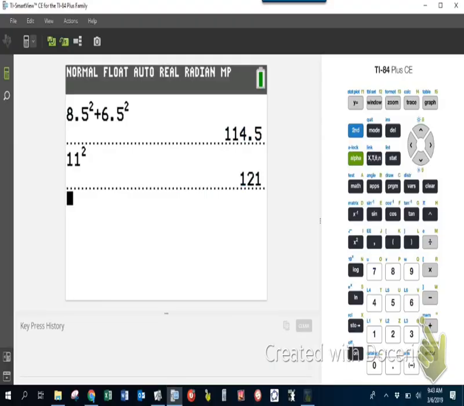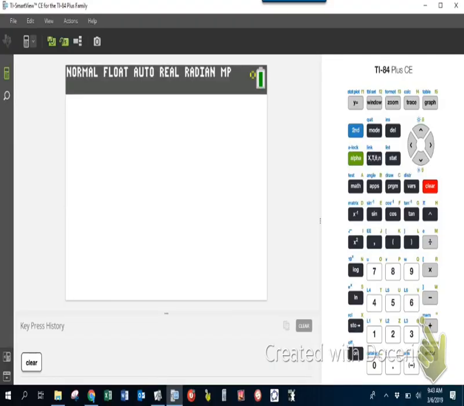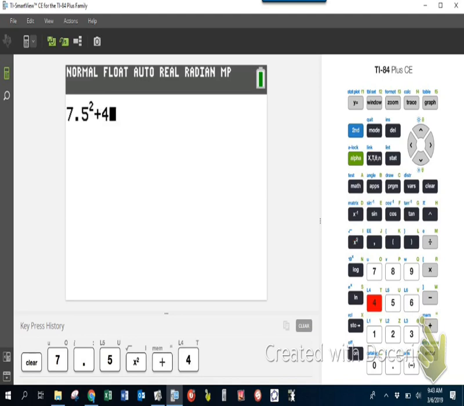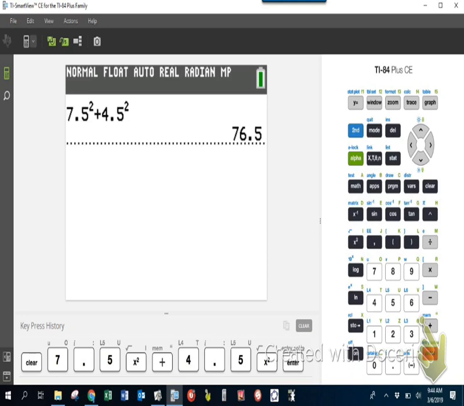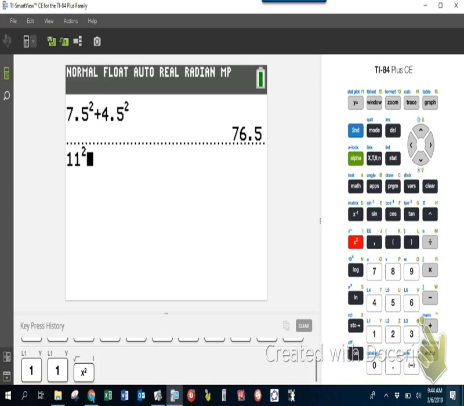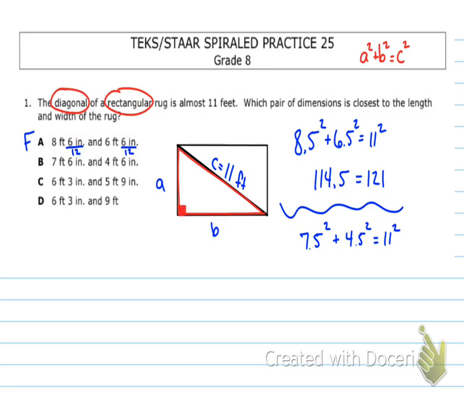So what's 7.5 squared plus 4.5 squared? And then I hope you guys understand where I'm getting this 0.5 from. That's equal to this, and then I already know 11 squared, but I'll type it in again. So it's 76.5. So right here I get 76.5. Is that equal to 121? And then again, that would be no, so false. So I have two more left to check.